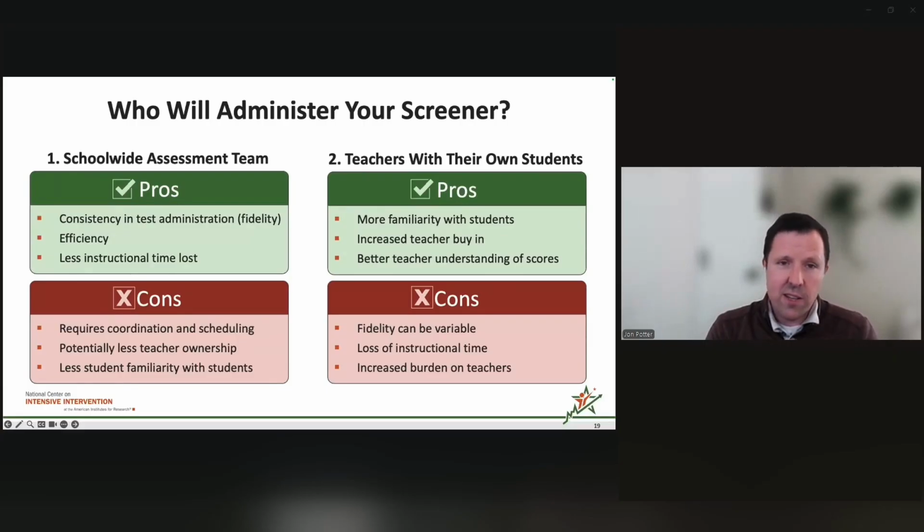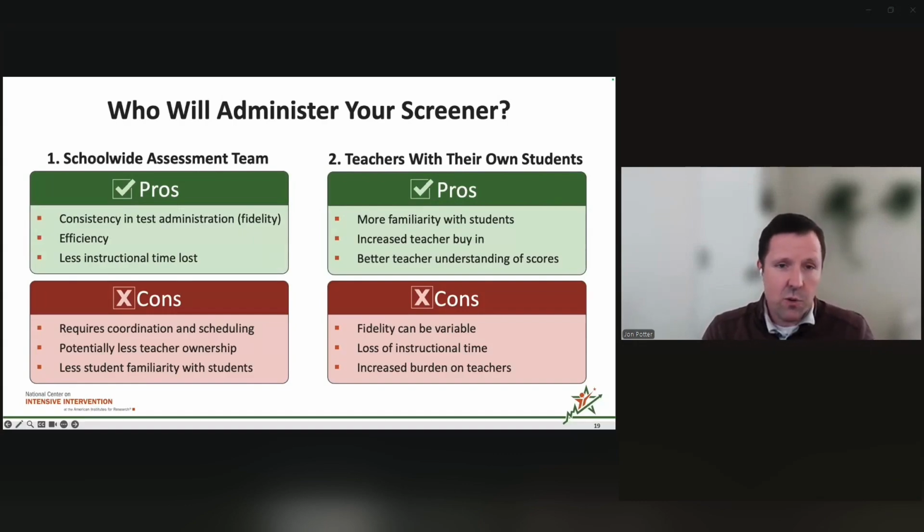So it's another thing that teachers have to worry about, right? They have to get trained, they have to manage materials and resources, they have to make sure to get the data collected, entered, all those things. It's just another thing for teachers to worry about. And so all of these things are pros and cons.